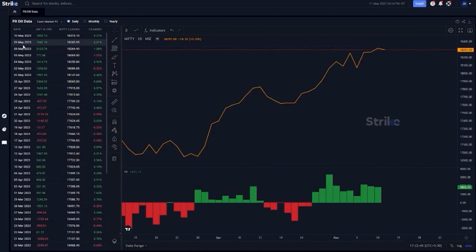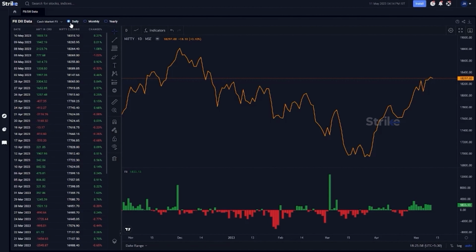When we look on the left hand side towards the data window, you can see 4 columns over there. One is for date, one is for amount, which is in crores, and amount is nothing but the net buying or the selling. If it is in green, it means that there has been a net buying on that day. And if it is in red, it means that it is net selling on that day. In the third column, you can see Nifty closing. In the fourth column, you can see the percentage change of the Nifty on that particular day.